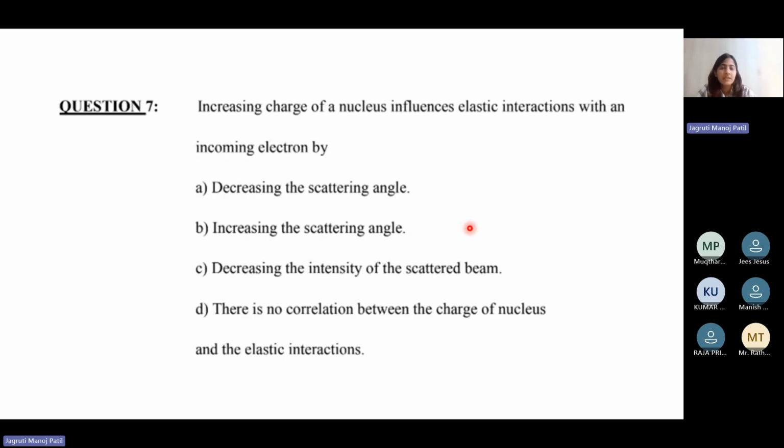If we increase the charge of a nucleus, that will influence the elastic interactions with incoming electrons. What happens? Do we increase or decrease the scattering angle, or decrease the intensity of the beam, or is there no relation between all of them?